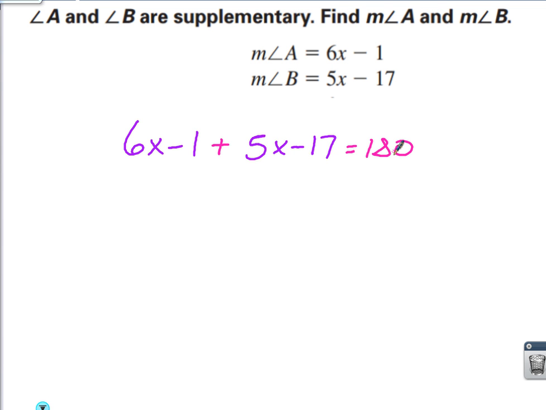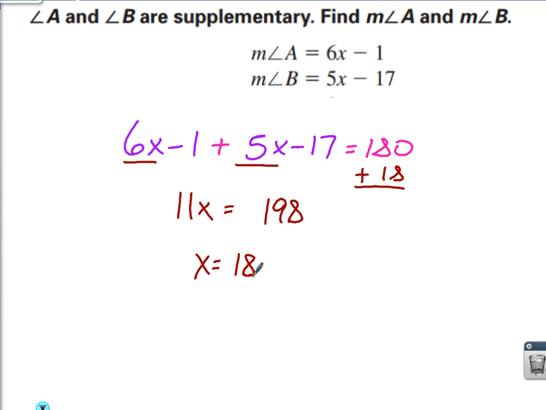Jackie, help me solve it. Let's put all of our x's together. How many total x's do I have? 6 and 5 gives me 11x. Let's move my minus 1 and minus 17 over to this side by doing plus 1 and plus 17, or just plus 18. 180 and 18 gives me 198. I think that's right. So 11x is 198. We solve that by dividing by 11. And I think we get 18 for x.